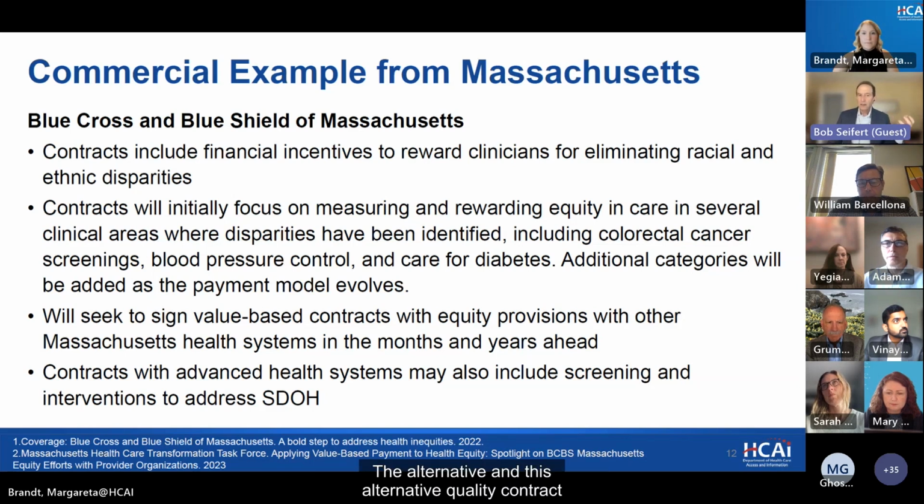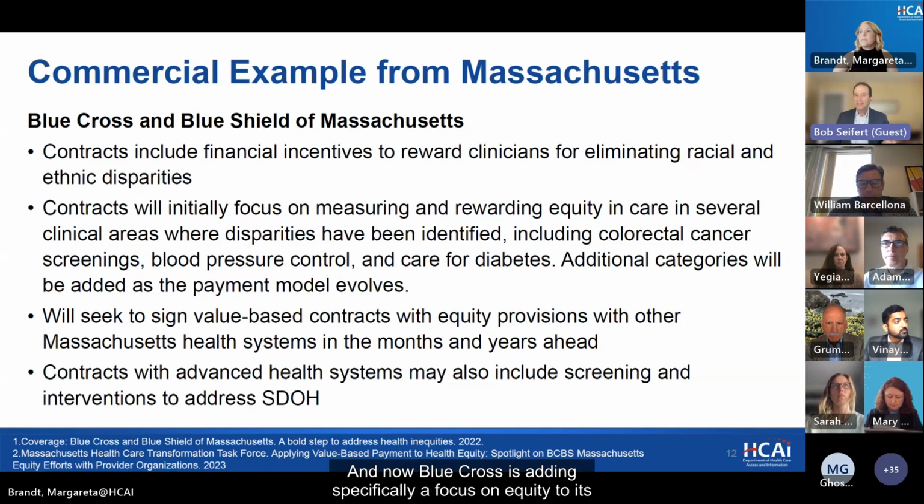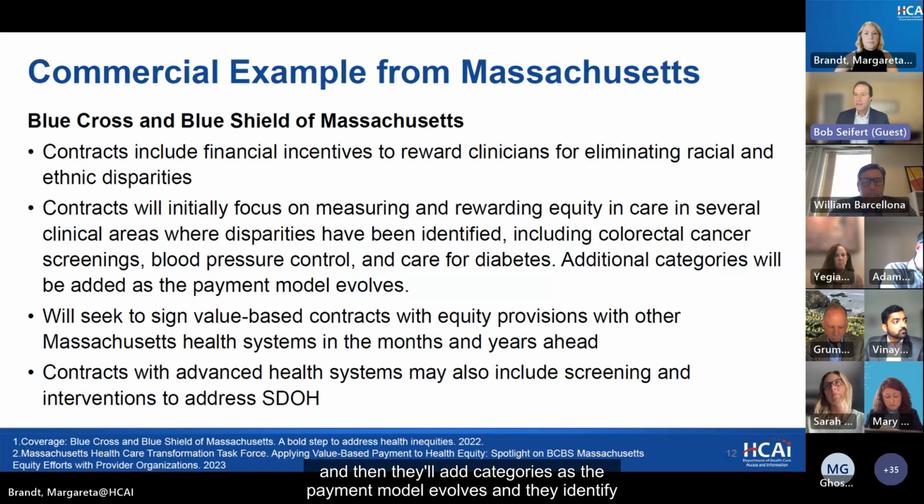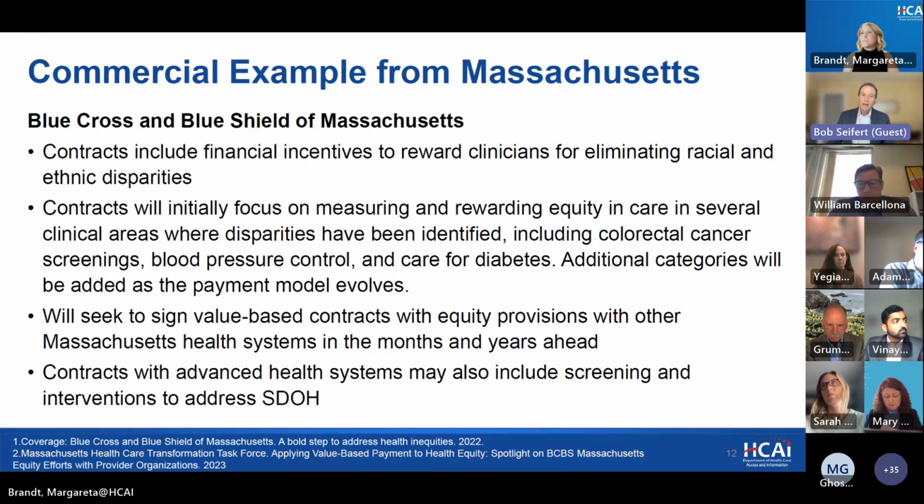This alternative quality contract program has shown improvements in quality measures since its launch. And now Blue Cross is adding specifically a focus on equity to its contract incentives. They're initially going to focus on improving equity in 3 areas: colorectal cancer screening, blood pressure control, and diabetes care. And then they'll add categories as the payment model evolves and they identify additional areas of inequity.